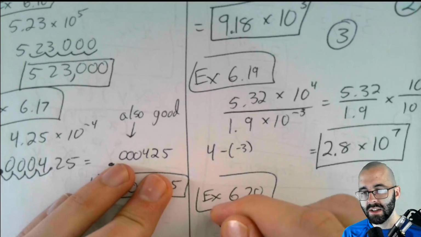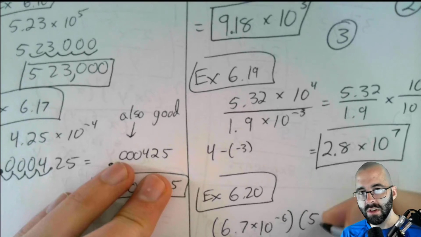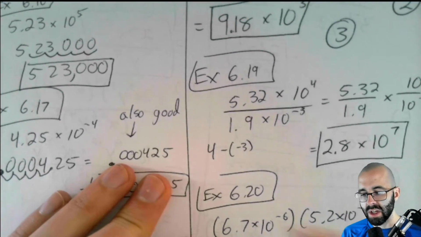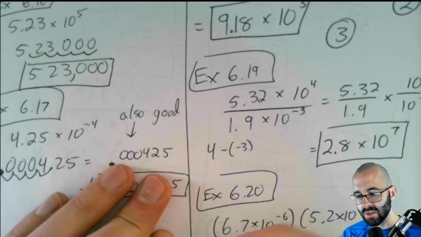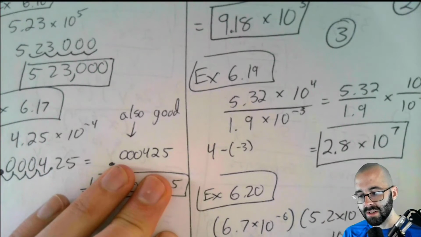Multiply and write your answer in scientific notation. 6.7 times 10 to the negative 6 times 5.2 times 10 to the negative 3. Let's multiply these number parts. This is 6.7 times 5.2. And then we're going to multiply the exponential parts.